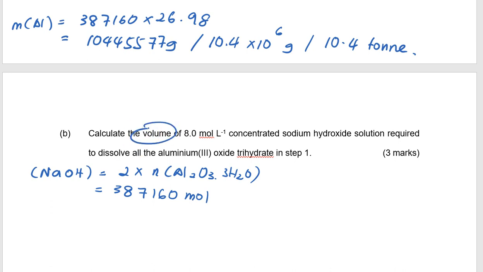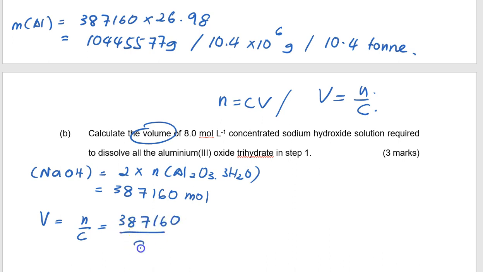You can just use n equals to CV. So you're going to calculate your V. So V would be equals to n over C. You have your n, you just calculated your n, and your C is in the question. So V is equals to n over C, which is 387160 over 8.